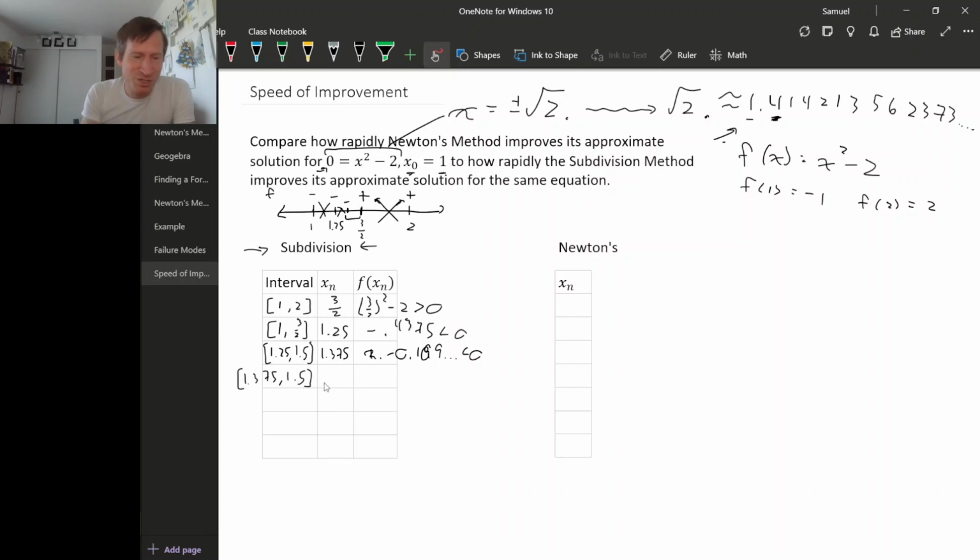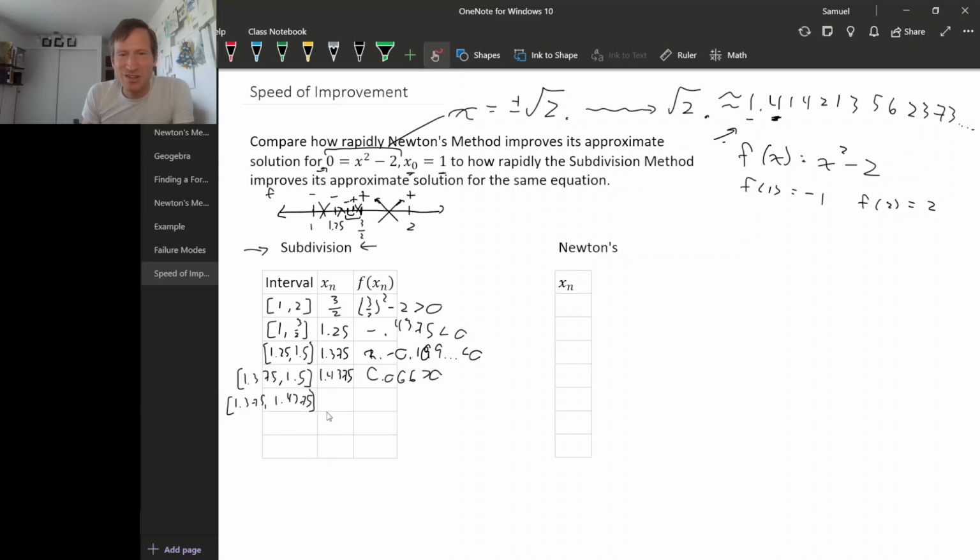So the next value that we would try is always the midpoint of that interval. So 1.375 plus 1.5, all divided by 2. 1.4375. Now we need to evaluate the function at that spot. So square it, and then subtract 2, and we get 0.066, so that's positive. So now we're going to throw away the right interval, keep the left interval. So now our interval is 1.375 up to 1.4375.